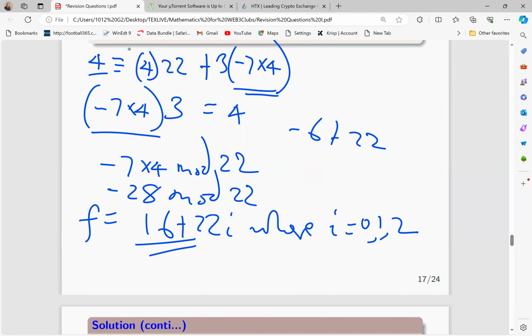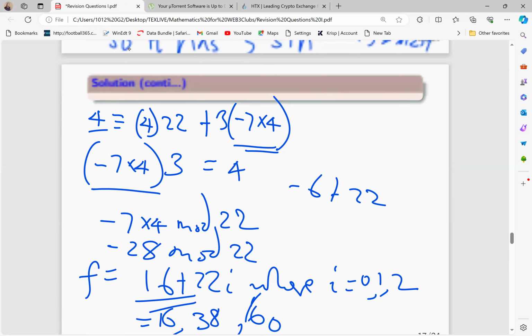So that when i is 0, we have 16. When i is 1, we have 38. Is that okay? When i is 2, we have 60. So you can just try and see whether they're correct.